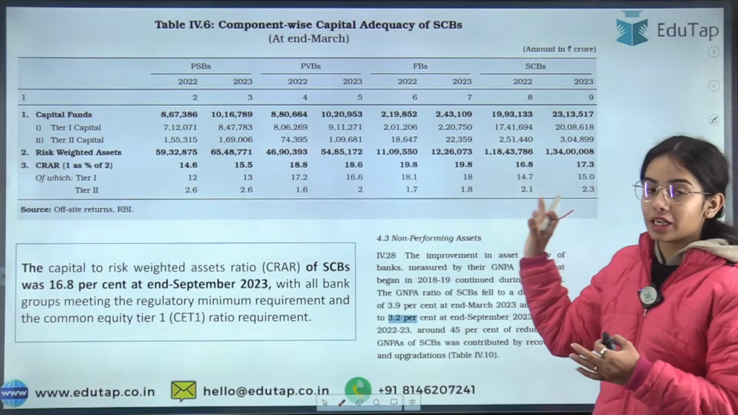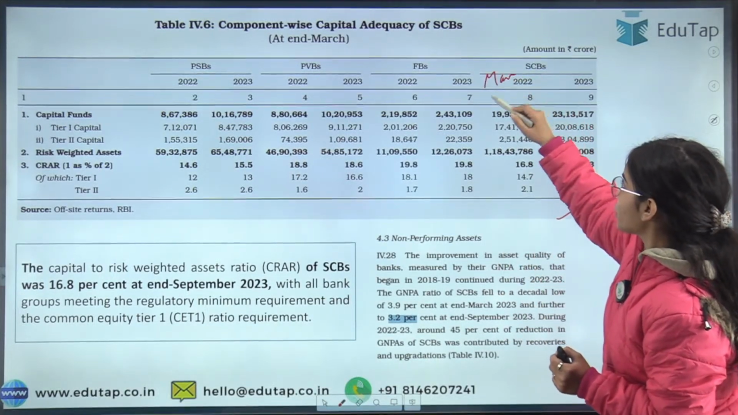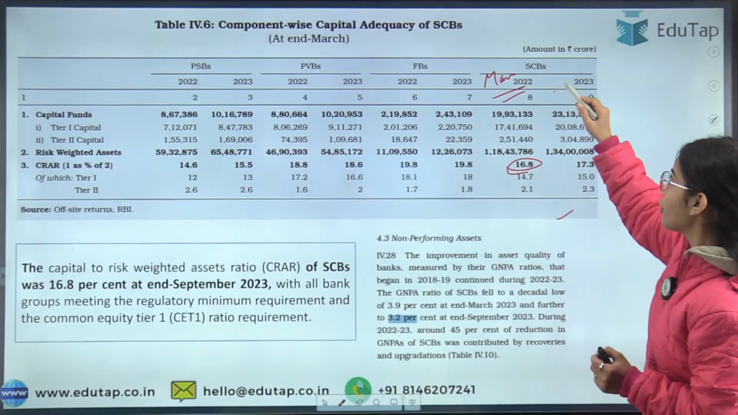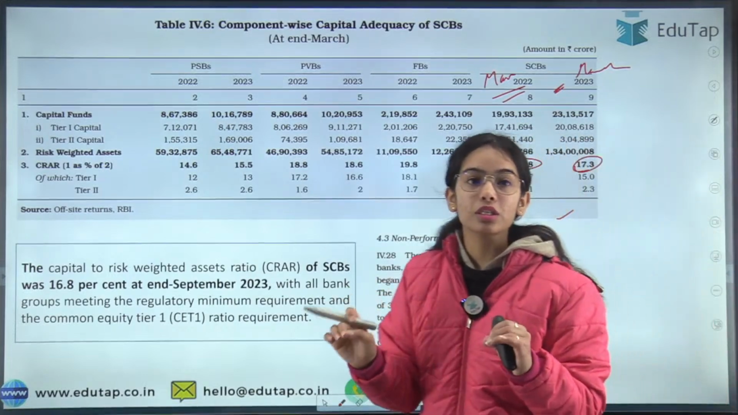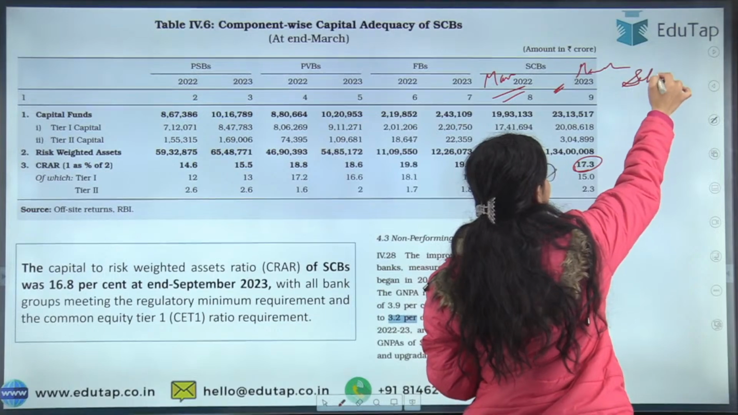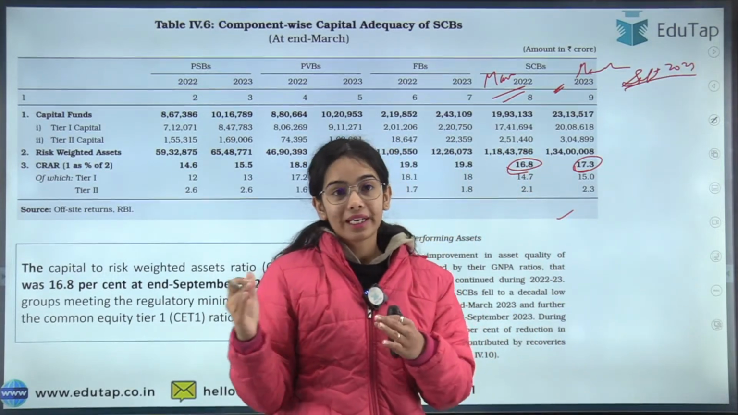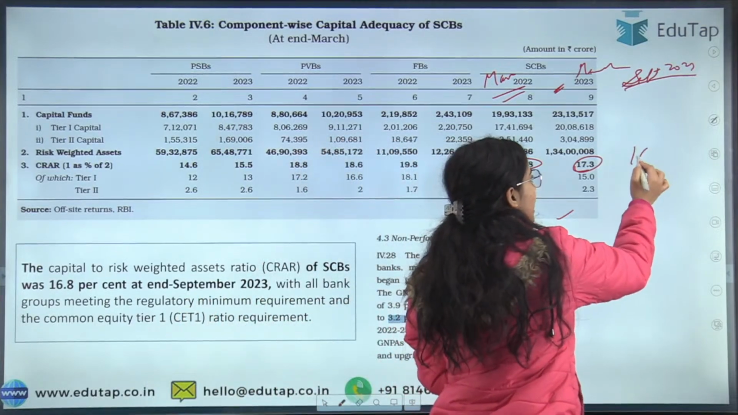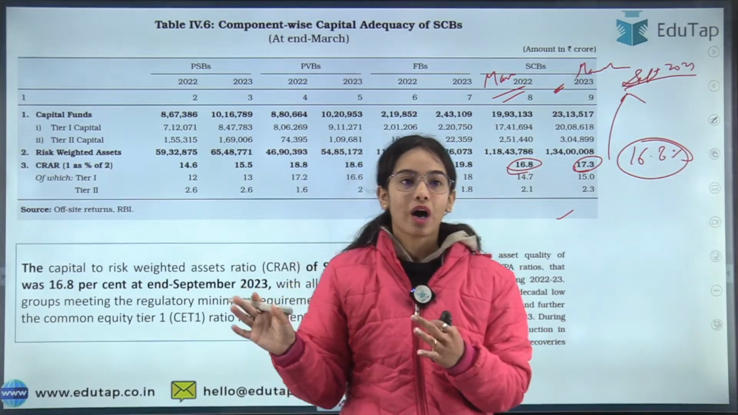This is the data point that the CRAR for March 2022 was 16.8%. For March 2023, the CRAR was 17.3% for all the scheduled commercial banks. And for September 2023, as given in the FSR report, the CRAR was 16.8%. So this is what you have to remember.